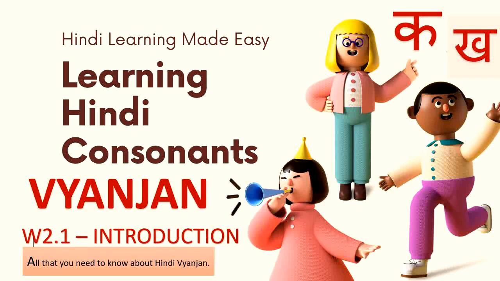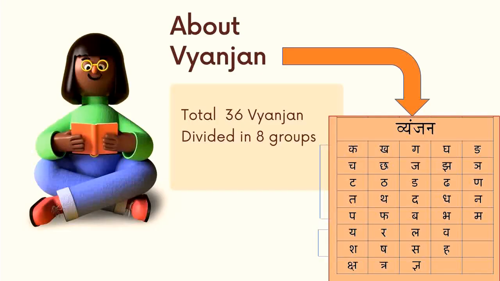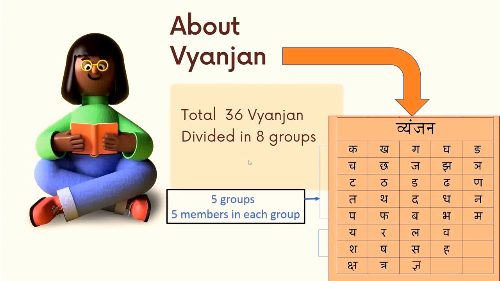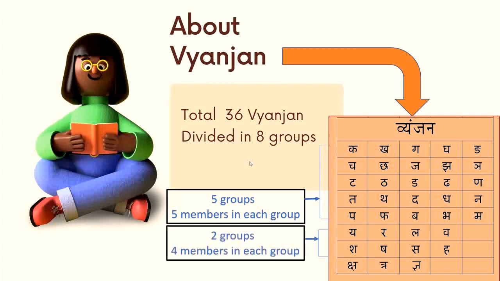I mean Hindi Vyanjan. To help you remember, from now onwards I will be using the term Vyanjan instead of consonants. There are 36 Hindi Vyanjan organized in 8 groups. The first 5 groups have 5 members in each group. The next 2 groups have 4 members in each group and the last group has only 3 members. Let us now see why and how they are divided into such groups.